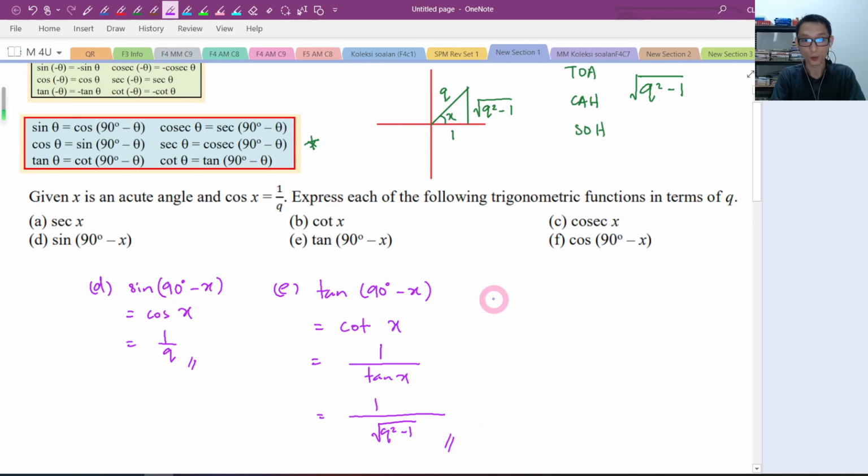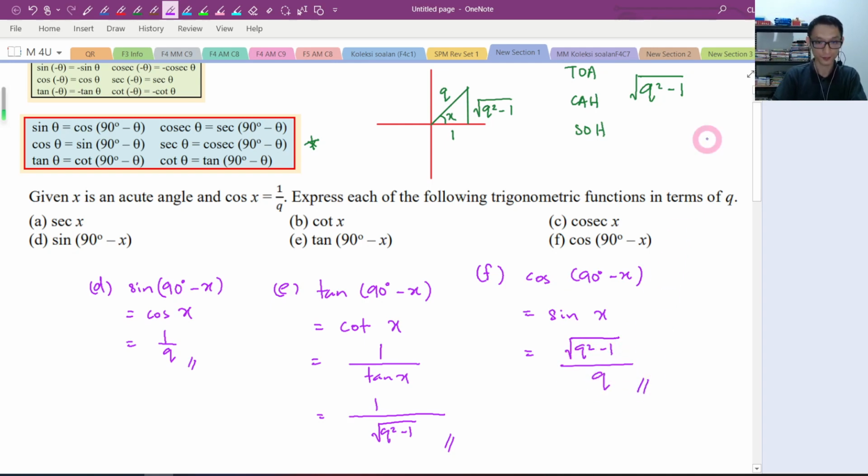Let's go to the last one, which is F. Cosine of 90 degree minus x. Cosine and sine one group, we change to sine, and this is x. Sine x as SOH, opposite side divided by hypotenuse. Okay, this is the answer for F.